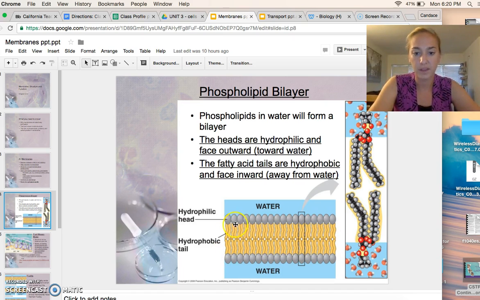The heads are what we say are hydrophilic because they want to be near water, and the tails are hydrophobic because they want to get away from water. So let's say the outside of the cell is here, and the inside of the cell is here on the bottom. Both inside and outside of the cell are water-based. Because the heads are hydrophilic, they're going to orient themselves towards the water, so towards the outside of the cell and towards the inside of the cell. And because the tails are hydrophobic, they want to get away from the water, so they orient themselves inward. This is why you get the bilayer that looks like this.